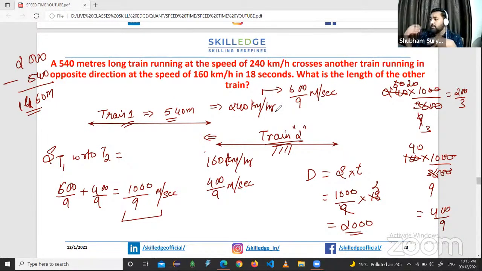First you converted in terms of meters per second, and then you figured out the relative speed. From that you figured out the distance is coming out to be 2000 meters. So the distance has to be the addition of both the trains. First train length is 540 meters, so the length of the other train is going to be 2000 minus 540, which later on comes out to be 1460 meters, guys.